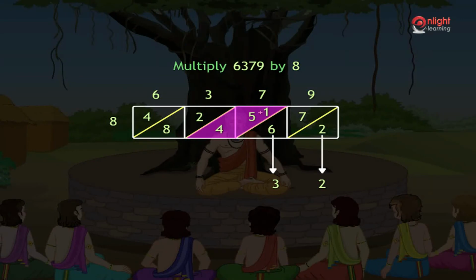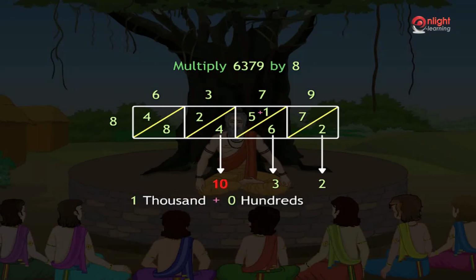So now the numbers along the next diagonal are 1, 5 and 4. Adding them, we get 10 hundreds. Again, we cannot write 10. So regrouping, we get 1 thousand and 0 hundreds. So write 0 and carry 1 to next diagonal.